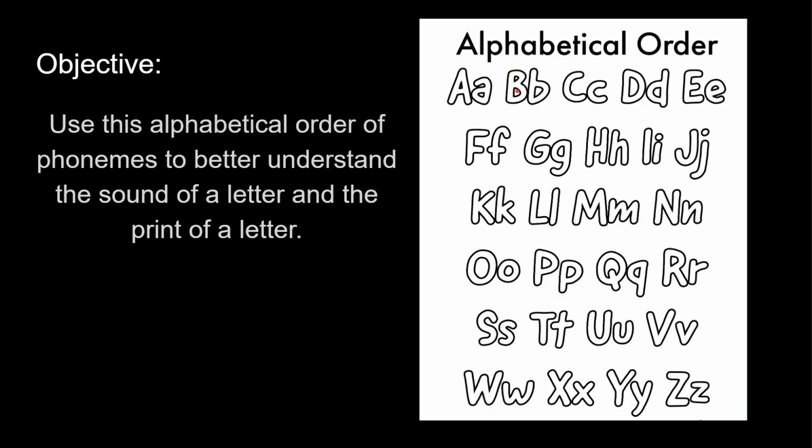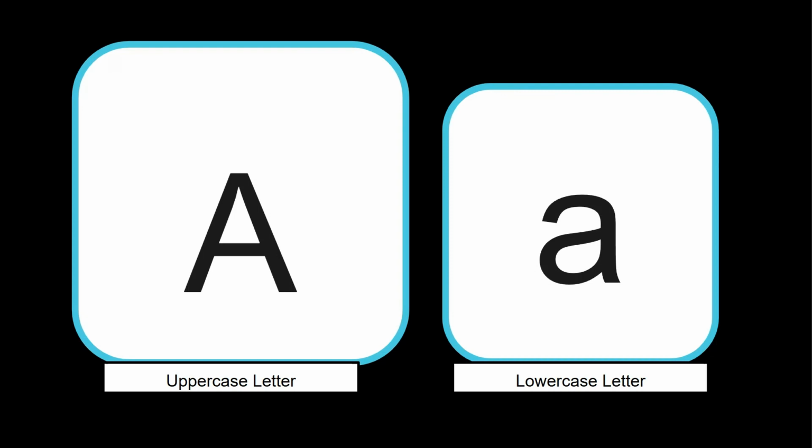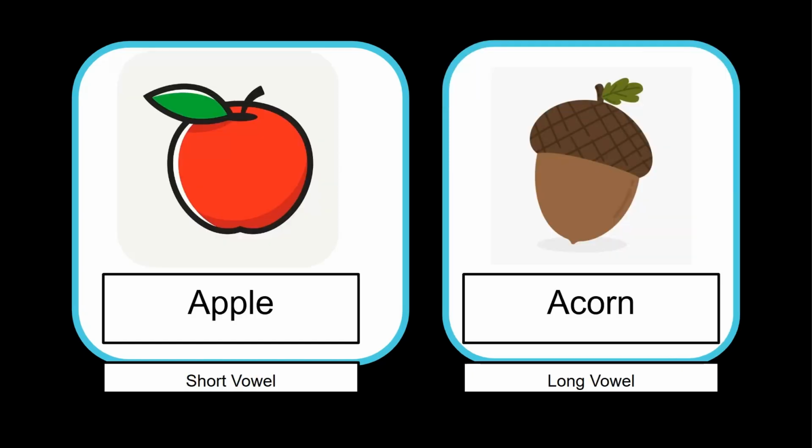So let's get started here. The first letter, if you remember from our other videos, is, that's right, letter A. And what is that phoneme? That's going to be ah. The first sound you're going to learn is ah, just like in the word apple. Another sound it makes is the long vowel sound, just like in the word acorn.